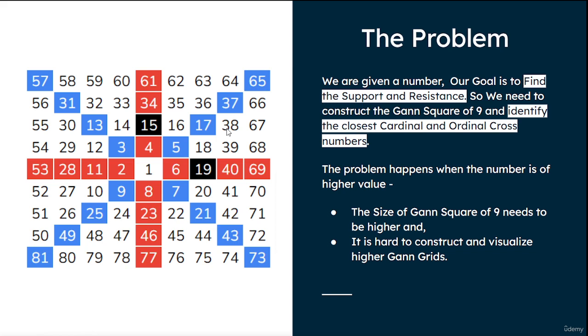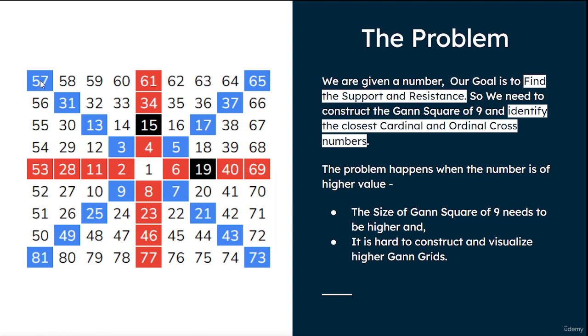We need to construct the Gann square of 9 and identify the closest cardinal and ordinal cross numbers. Like if the number is, let's say, 55, then the support is 53 and the resistance is 57. It is as easy as that. Now the problem happens when the number is of higher value. The size of the Gann square of 9 needs to be on the higher end.